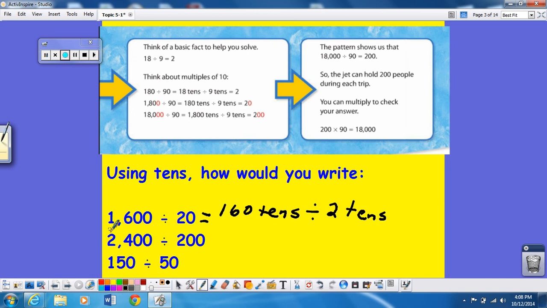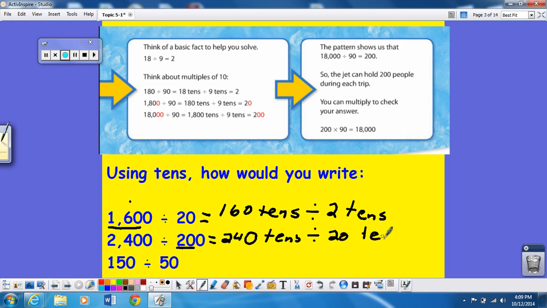So basically, when you're looking at how to break it down into tens, here's what you need to do. Go all the way over until you have that 10 left, because that's going to represent 10. 160 tens. Even though this is the ones place, we know there's 10 in 10. So down here, to write this using tens, this would be 240 tens divided by 20 tens.